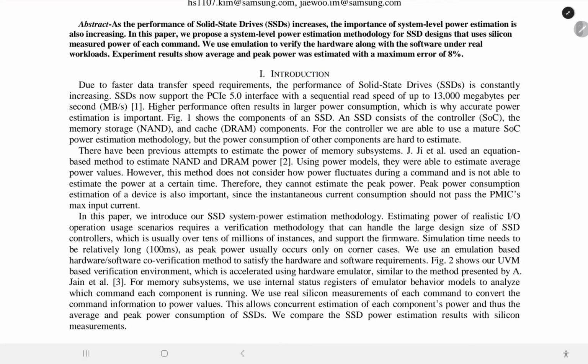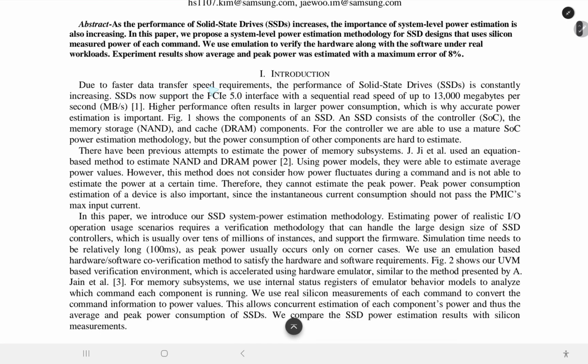Introduction. Due to the faster data transfer speed requirement, the performance of solid state drives (SSDs) is constantly increasing. SSDs now support the PCIe 5.0 interface with sequential read speed of up to 30,000 megabytes per second, and the higher performance often results in large power consumption, which is why accurate power estimation is important.